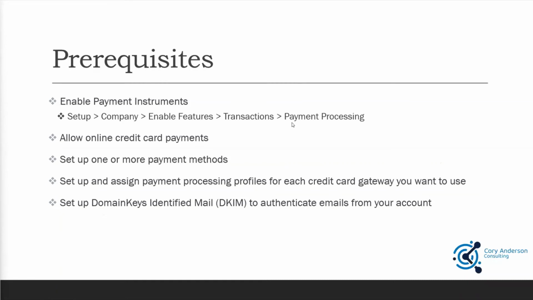So the prerequisites to using the payment link feature. First of all, you have to enable payment instruments. To enable payment instruments, you can go to Setup, Company, Enable Features, Transactions, and Payment Processing. I will note that the payment instruments feature is part of the new PCI. I think it's really being pushed by Visa specifically, but it's part of PCI requirements. And it does change the way that the credit card and payment information shows up on the different transactions, such as cash sales or invoices in NetSuite.